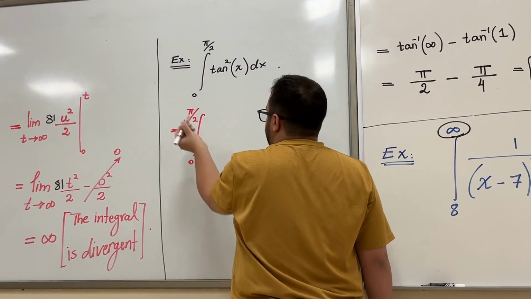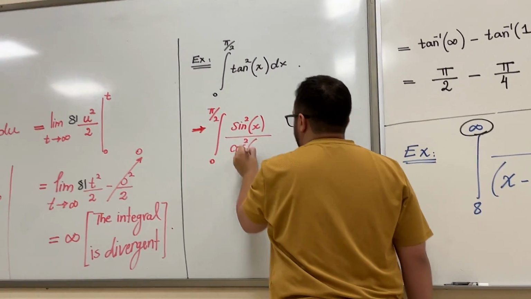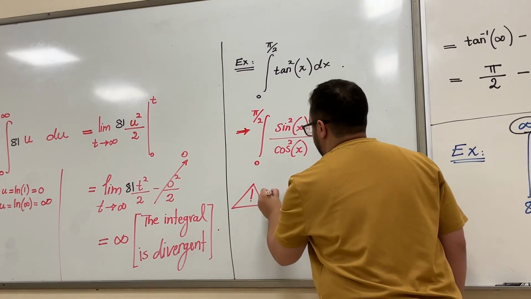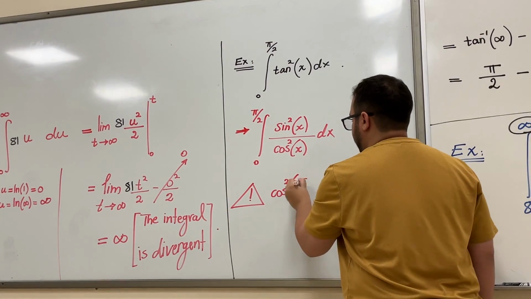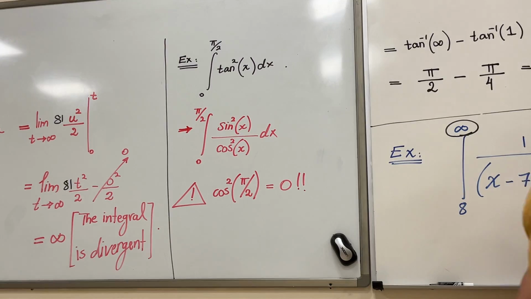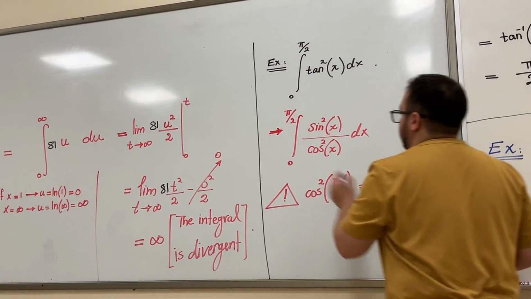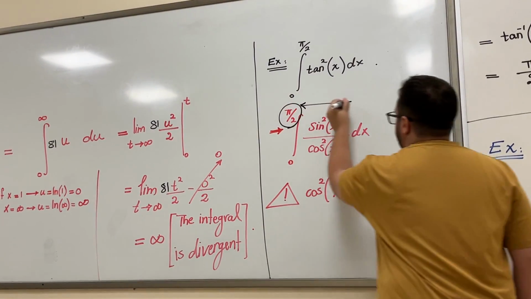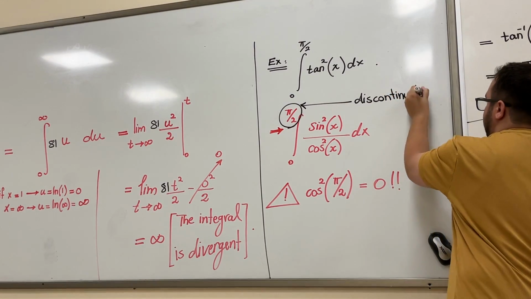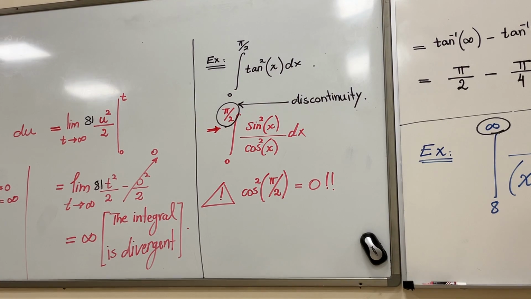So why does this integration have a problem? Let's see. Cosine. Notice that cosine squared of pi over 2 is 0. So here I have a discontinuity at this point. It's the second type, type 2, because I have a discontinuity at this point. Good?